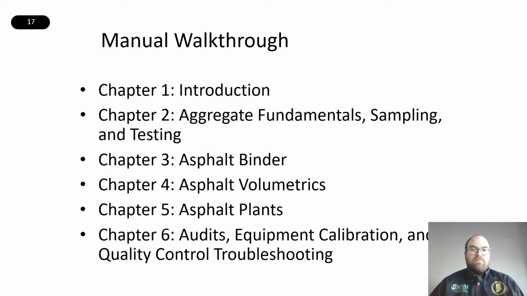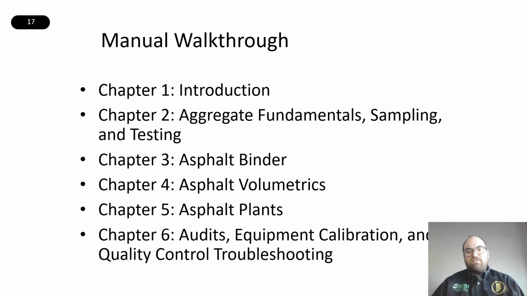Then moving on to chapter 2, again, we're going to talk about aggregates. So where do aggregates come from? Where do we get them in Indiana? And then how do we sample and test and determine the properties of those aggregates? Chapter 3, we're going to talk about asphalt binder, the manufacture of asphalt binder, the testing of asphalt binder, and properties of asphalt binders that are relevant to the production of asphalt and making of hot mix asphalt.